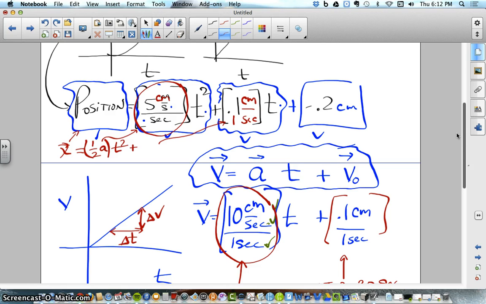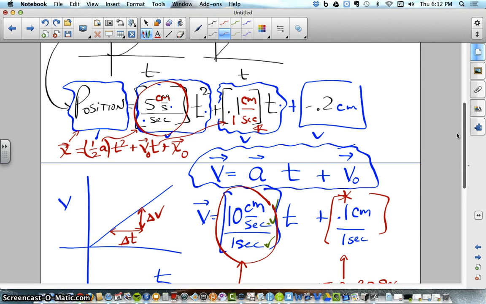Let's see what that term is. Well, the units seem to match our initial velocity. And the number is even the same as well. So that's pretty cool. So that means this must be an initial velocity times a time plus. And then finally that negative 0.2 centimeters, that sure looks like it has the units for position. So it's going to be a position at 0 seconds.